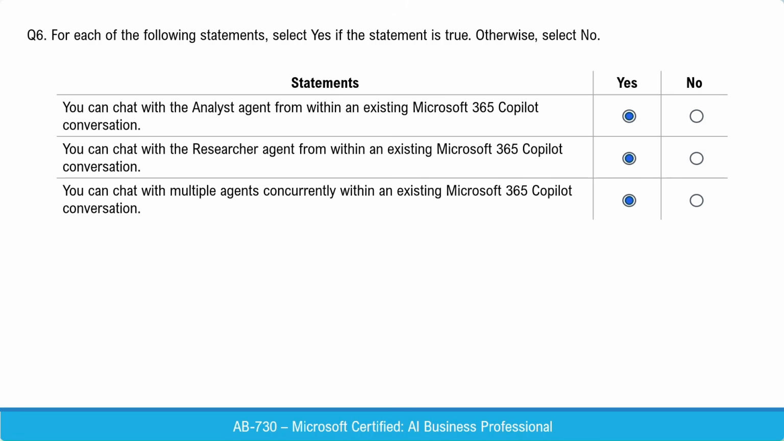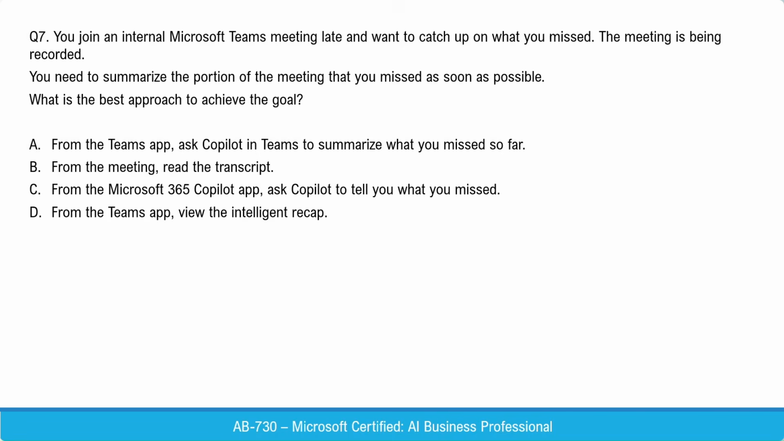First, you can chat with the analyst agent within an existing Copilot conversation. This is true. Copilot allows you to invoke agents directly without starting a new chat, so your workflow stays continuous. Second, you can chat with the researcher agent within the same conversation. This works exactly the same way. You can bring in the researcher agent whenever needed without leaving the current chat. Third statement, you can use multiple agents within a single conversation. This is also true. Copilot supports multi-agent interaction, so different agents can contribute within the same conversation flow. So all three statements are correct.